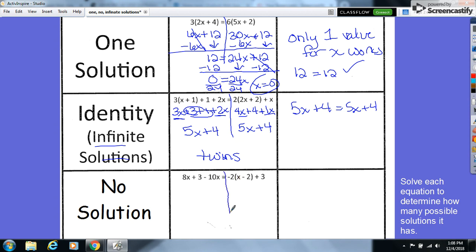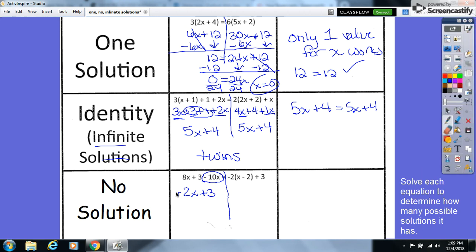Now on to the equations that have no solution. Let's take a look at starting to solve this one. We have 8x. I can put that together with that negative 10x. I need you to notice that 10 has a minus in front of it, which means I'm going to subtract. So 8x minus 10x gives me a negative 2x plus 3. Let me fix that negative symbol.